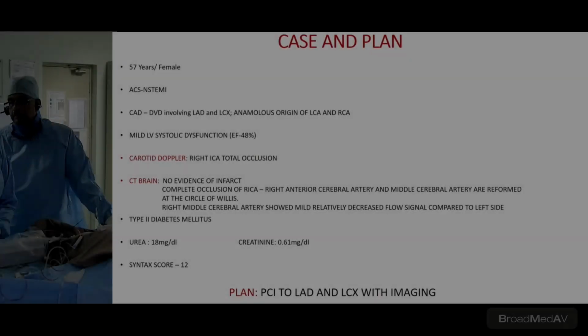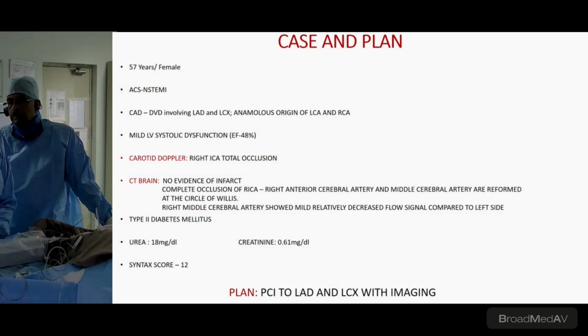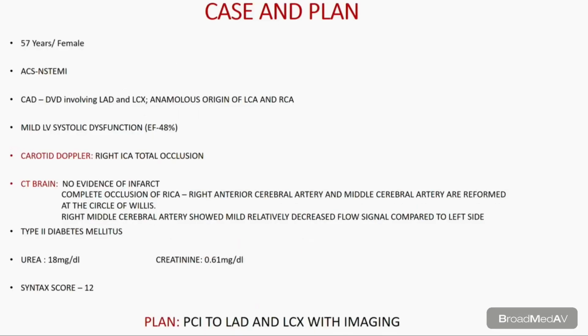So here is a 57-year-old lady presented with NST elevation MI, and coronary angiogram showed disease involving the left anterior descending and left circumflex artery. We are going to show the angiogram soon. The LV function was 48%, and carotid Doppler showed right internal carotid artery total occlusion. The risk factors are diabetes mellitus, renal functions normal, syntax score 12.